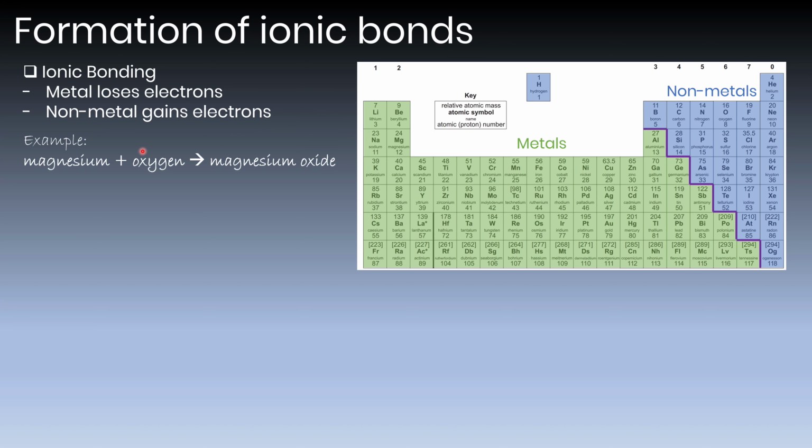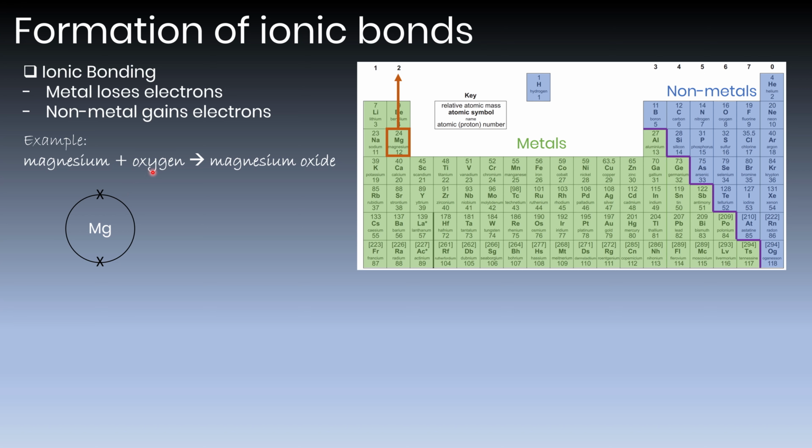Let's apply this to the example of the formation of magnesium oxide. If we find magnesium on the periodic table, we can see that it's in group 2. So before it's reacted, magnesium atoms will have 2 electrons in their outer shell. We can show this as follows. You can see here I've drawn X's to represent the electrons in the outer shell of an atom of magnesium.